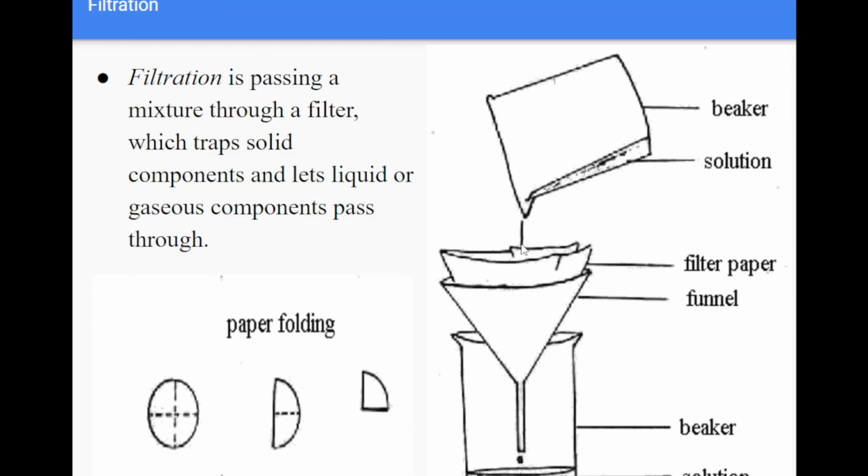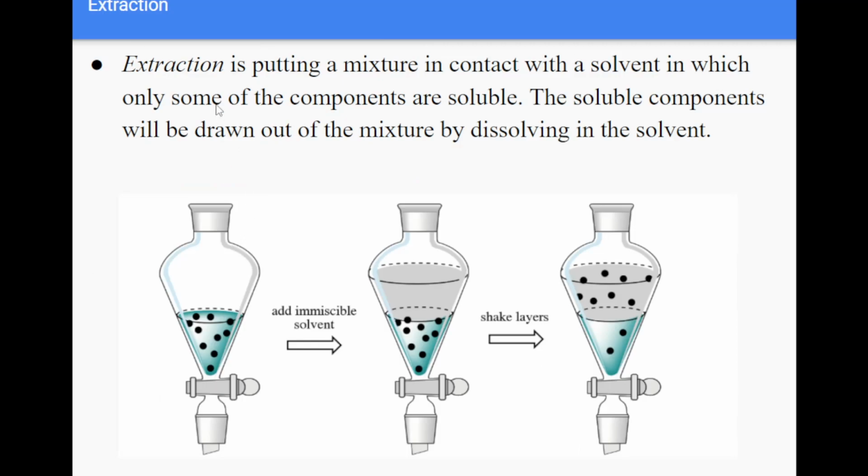Filtration is pretty straightforward. You can filter substances based off of their size by passing through a filter. Think about coffee. And then you have extraction, which is a more advanced separation technique where you use the difference in solubility of substances. And so if one substance has a certain solubility, like it's polar, and then another substance in that mixture is nonpolar, then you can use the difference in the solubilities to separate that mixture.